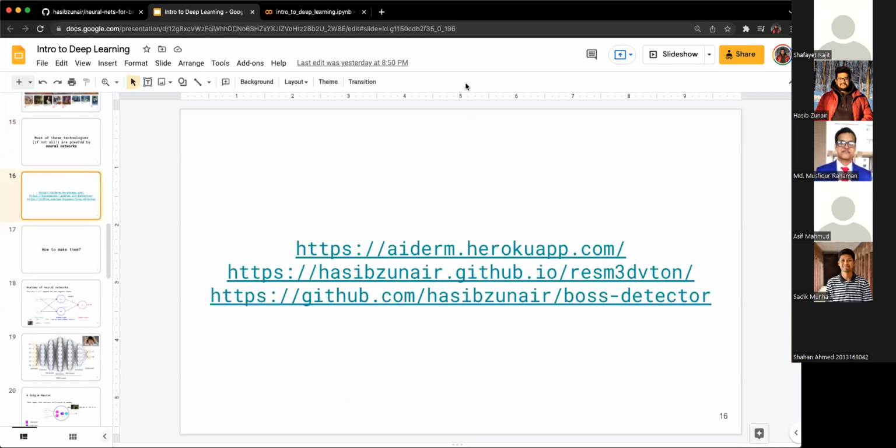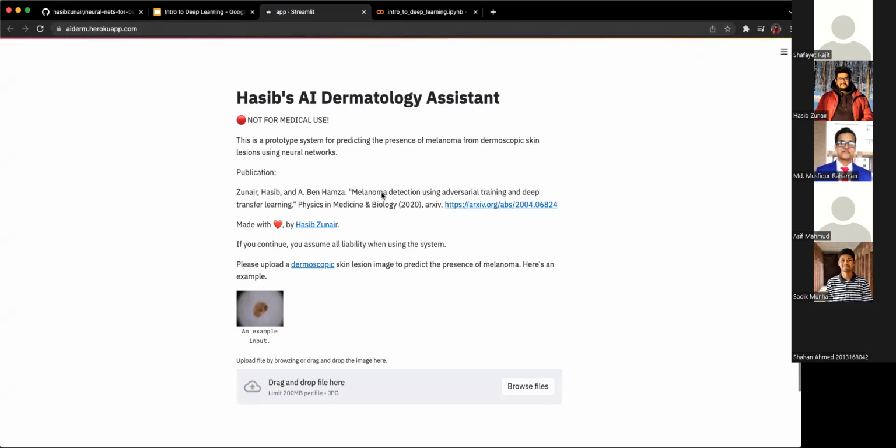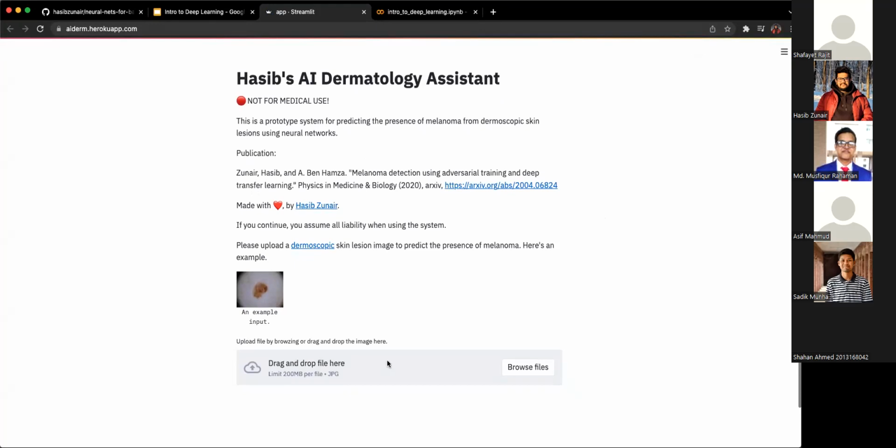So these are some of the things which I have done over the previous years. I'll just show you a couple of them to get you motivated. This is an application which takes a dermatology image and tells you whether it is predictive of melanoma or not. So let's just use a simple example.